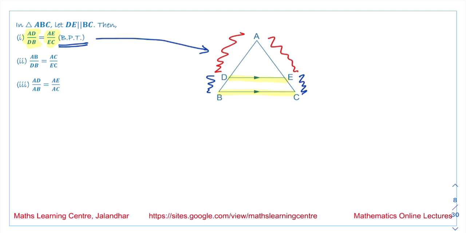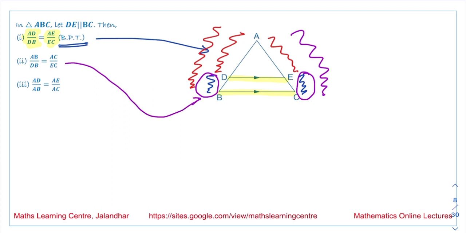Second we are saying is AB, this whole length we are talking about, AB over this length DB is equal to this whole length AC over EC. This is our second result. And the third result is AD over AB is equal to AE over AC. So these are the three results that we have proved.